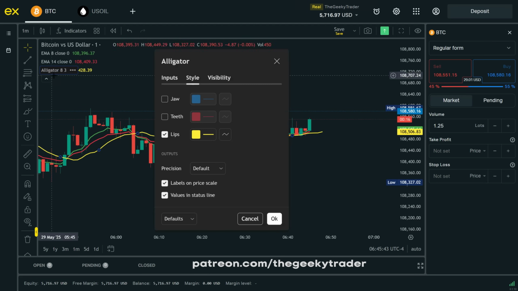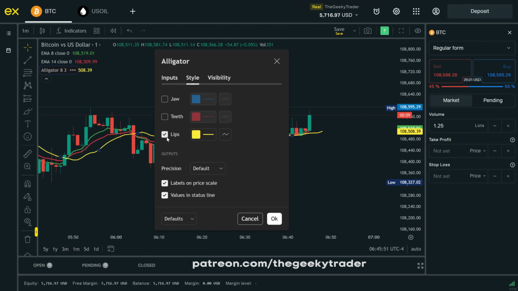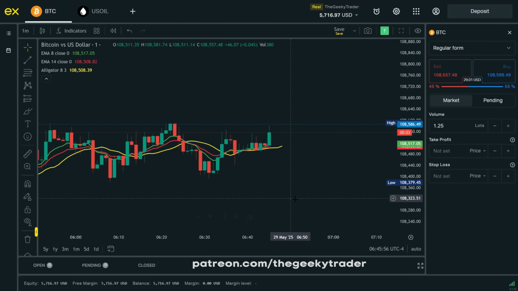Next, I've added the Williams Alligator indicator to the chart. We're going to keep the default settings here, but with one little tweak to focus only on what we need. For this strategy, we're going to be using just the lips of the alligator. So go to the input settings and set the lips length to 8. Then in the Style tab, make sure to uncheck the boxes for the jaw and teeth. We don't need them for this setup. Lastly, enable only the lips and change its color to yellow so it's easy to follow. And that's it. Our chart is all set up and ready to go.